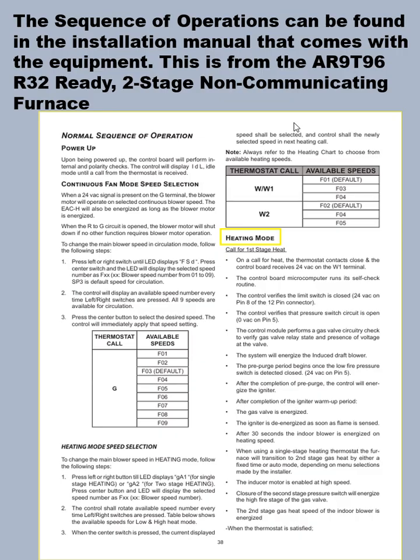The sequence of operations can be found in the installation manual that comes with the equipment. This is from the AR9T96 R32 Ready two-stage non-communicating furnace. As you can see, it states at the top of the page, normal sequence of operations, and then you go over to where my yellow box is, and that's the heating sequence, and it starts telling you step by step how the furnace will start up, run, and then what it should do when it's shutting down.